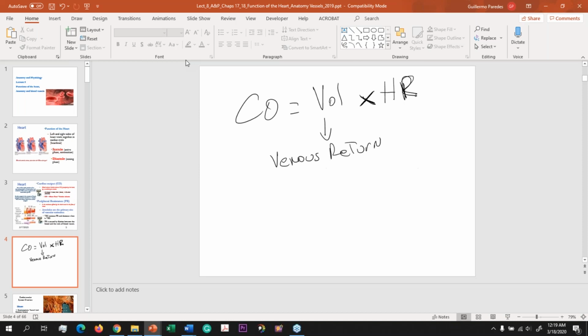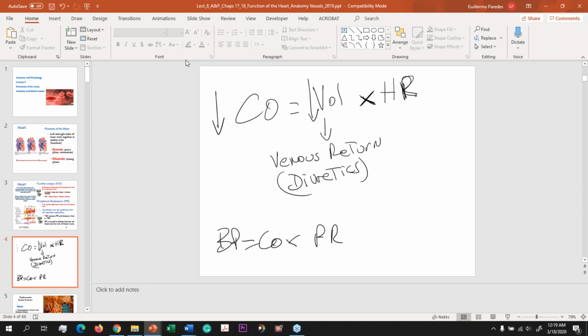So this volume, you already know the blood pressure is cardiac output times the peripheral resistance. If you decrease the volume, for example, using diuretics that make you pee a lot, you're losing water. So this volume is going to decrease, the cardiac output will decrease, and the blood pressure will decrease.